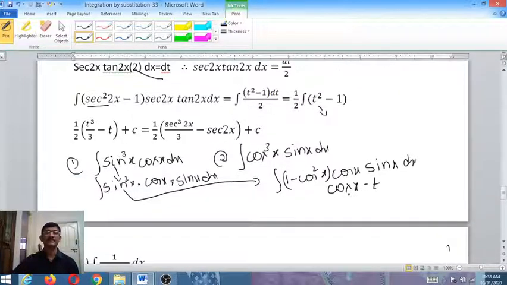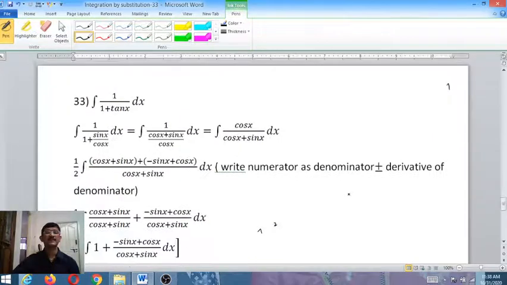Similarly, solve the second problem. Now this is a special kind of problem. Look at here.